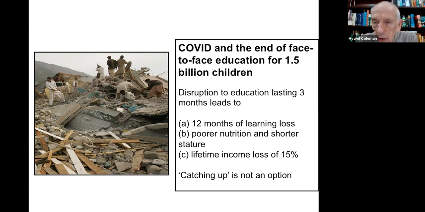Catching up is clearly not an option. I think there is, at least here in Indonesia, I have the impression that the government thinks that once children go back to school, they can pick up where they were in March last year, and a little bit of time will be needed to catch up. But it's not going to be like that. Children are going back. They're losing what they already had. So this is a really serious issue, I think.